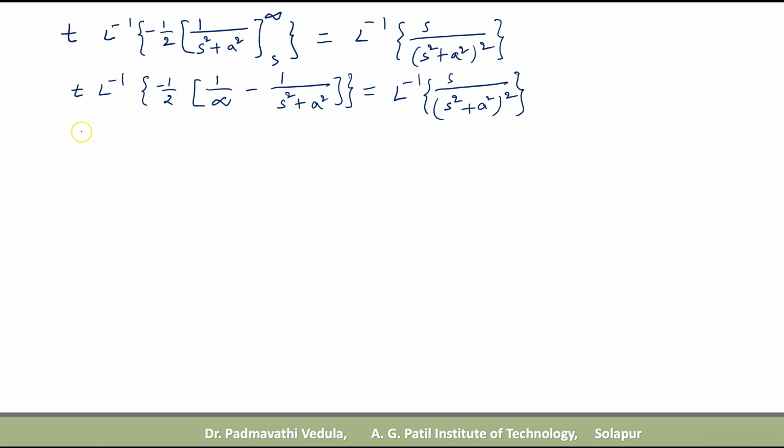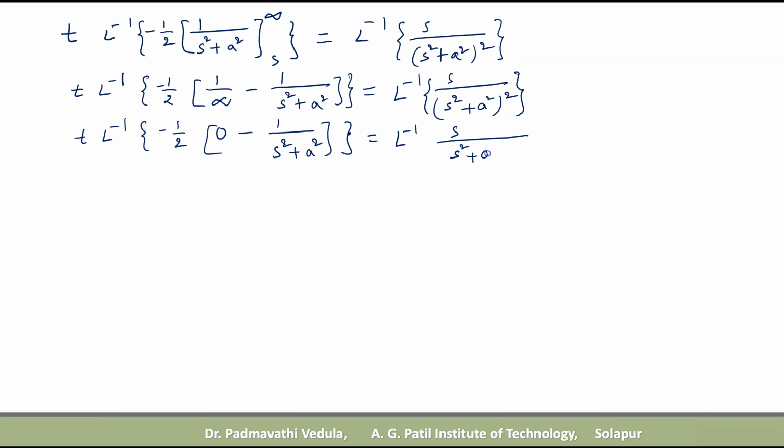Now 1 by infinity is 0. So we get t into L inverse of minus 1 by 2 into 0 minus 1 by s square plus a square equal to L inverse of s by s square plus a square whole square. Here RHS is given in the question. That's why we are continuously writing RHS as it is without changing that.